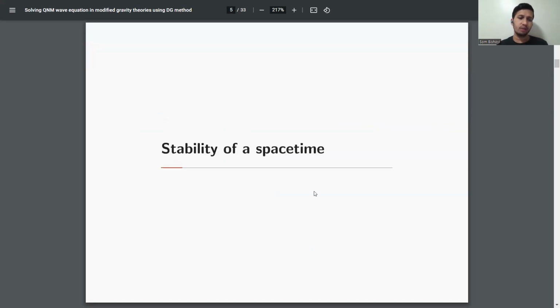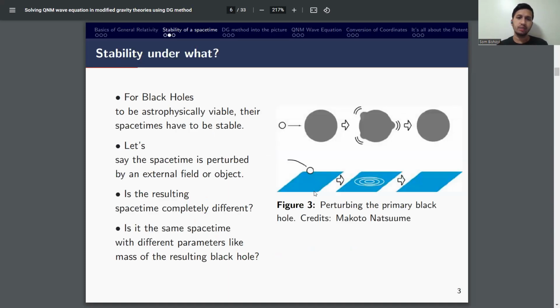Now we want to develop the notion of stability of a space-time and what it means. So, for example, we want to answer the question of stability under what? So, for black holes, if we want to observe them using astronomical techniques and so on, we want their space-time to be stable, or they should be stable entities. Now, what does this mean? This means that if we are perturbing the system or the space-time of the black hole using an object, let's say a planet or some other object falling into the black hole, we want to know what happens after this event has occurred.